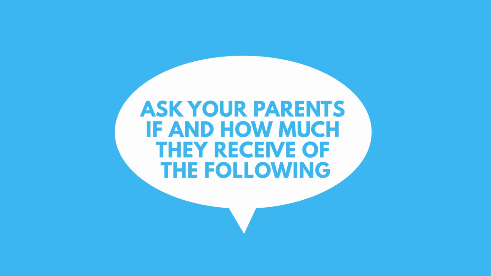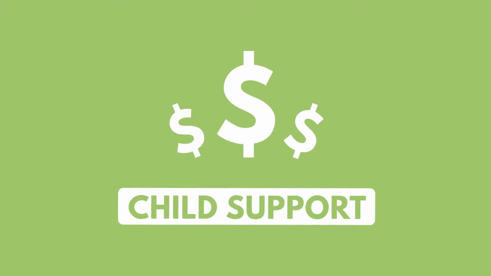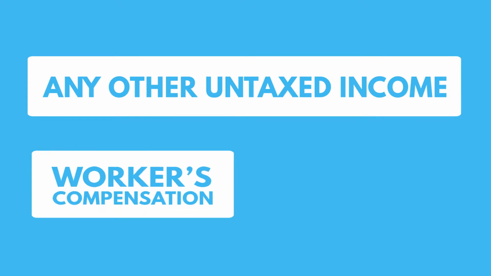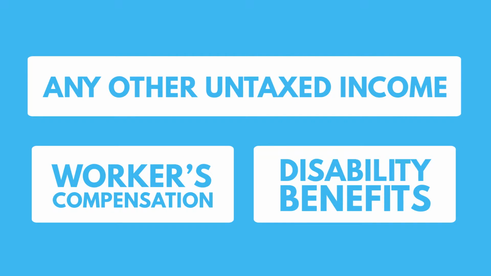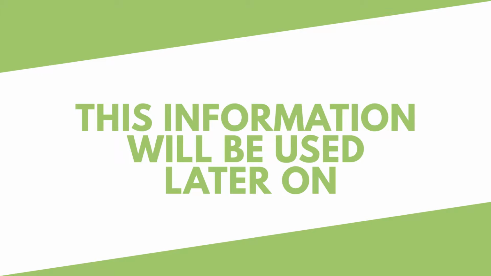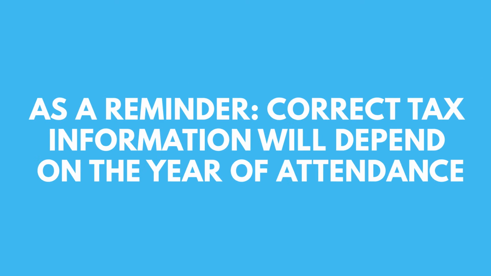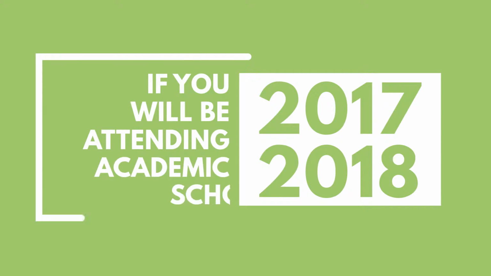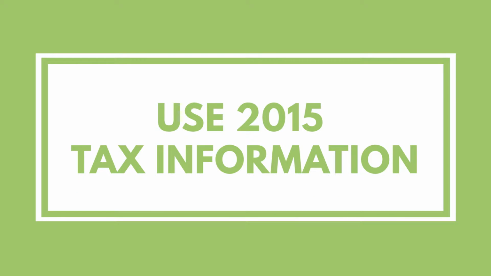Ask your parents if and how much they receive of the following: child support, living allowances, veterans non-education benefits, any other untaxed income such as workers' compensation or disability benefits. This information will be used later on. As a reminder, correct tax information will depend on the year of attendance. If you will be attending the 2017-2018 academic school year, use 2015 tax information.